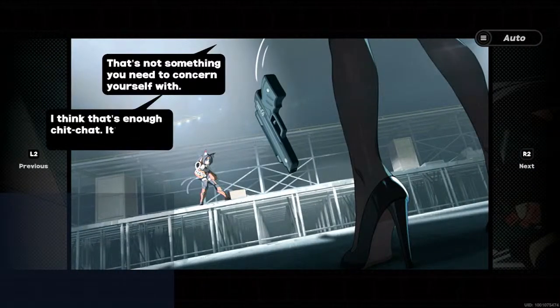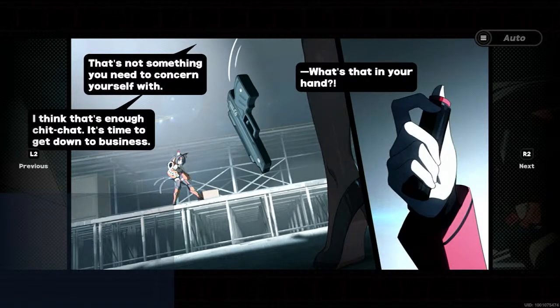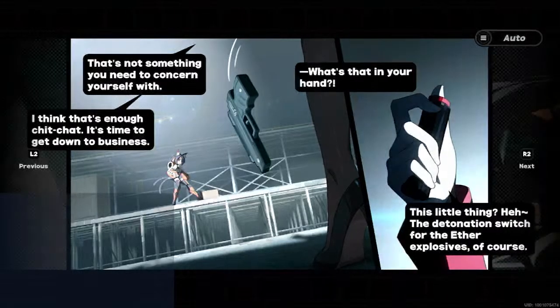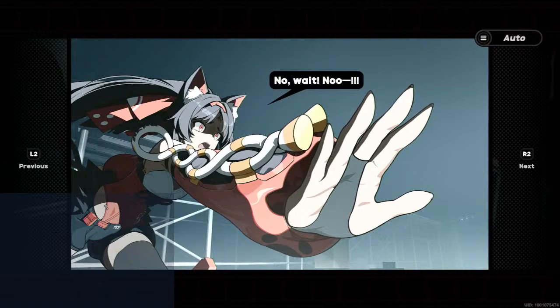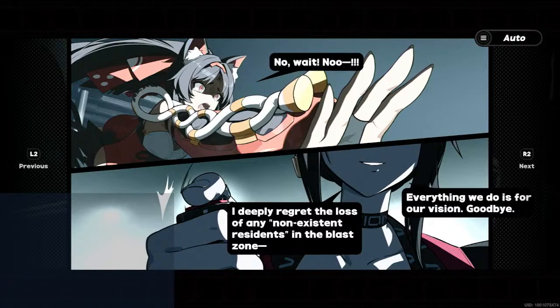I think that's enough chit-chat. It's time to get down to business. What's that in your hand? This little thing? Huh. The detonation switch for the ether explosives, of course. No! I deeply regret the loss of any non-existent residents in the blast zone. Everything we do is for our vision. Goodbye.